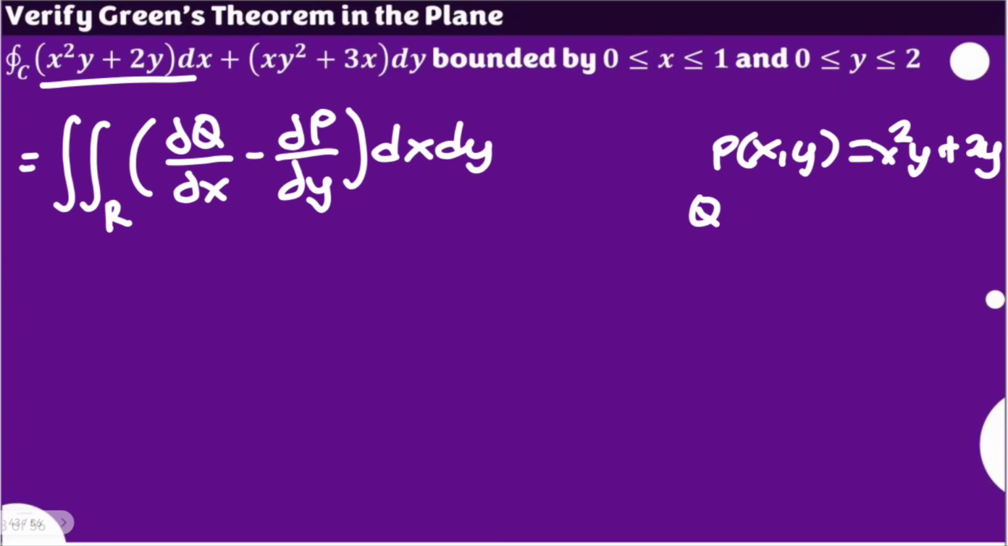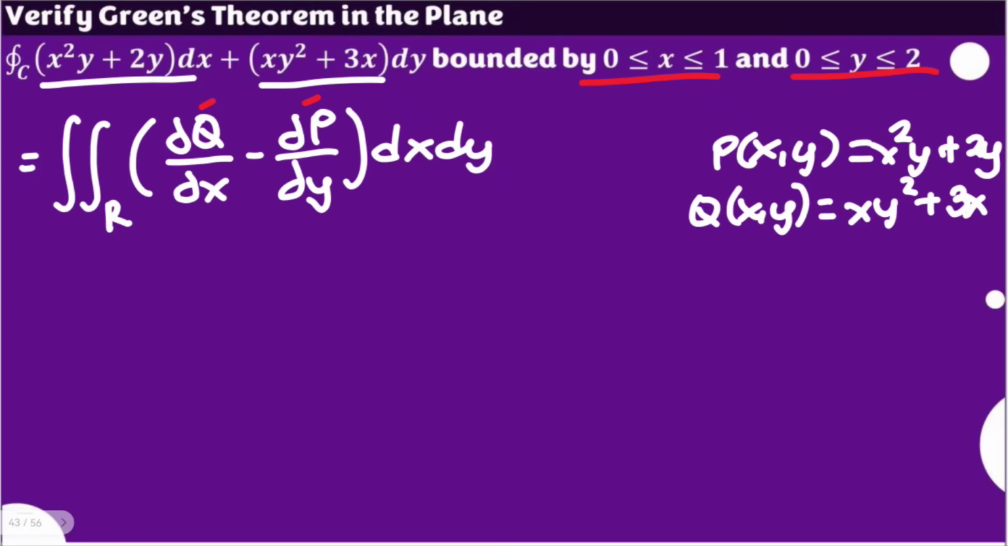As for your q of xy, it's the other function paired with dy. That's actually x y squared plus 3x. So we are going to solve first for the partial derivatives of both with respect to their corresponding variable. At the same time, we're going to use these regions as we're going to take the double integral of the result. So let's start first with the partial derivative.